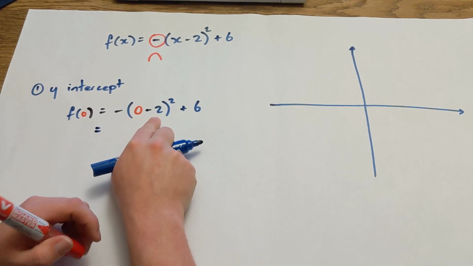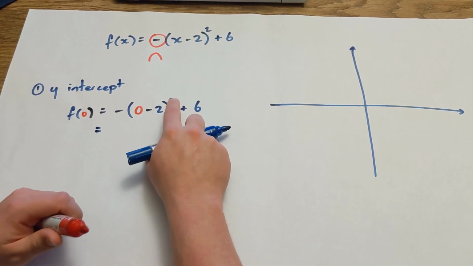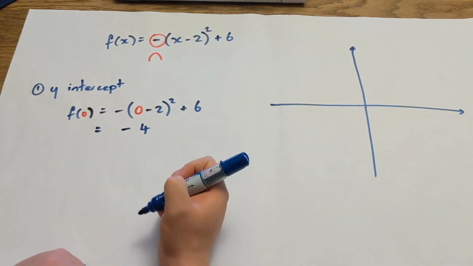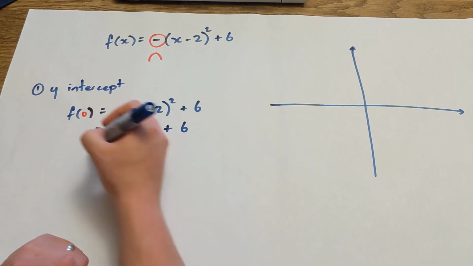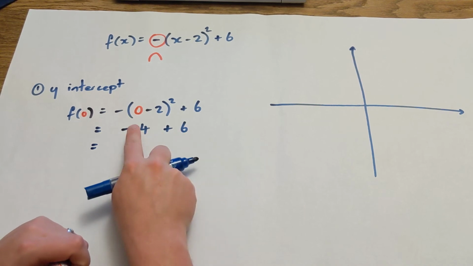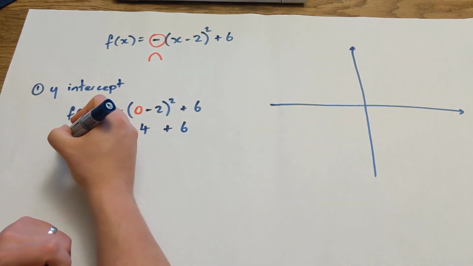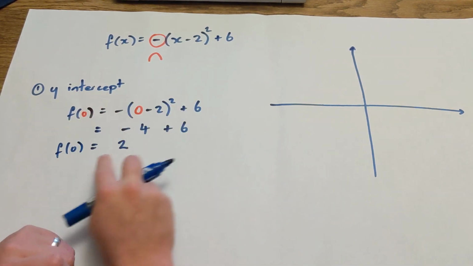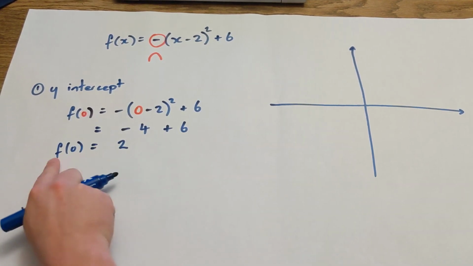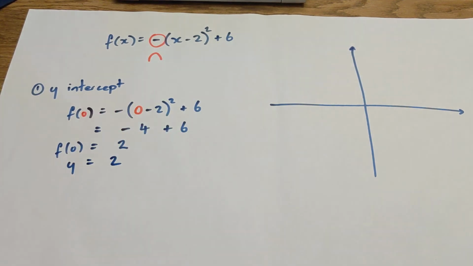0 minus 2, well that's negative 2. Negative 2 squared is positive 4, okay? But we still have this negative out the front. So now what we end up with is negative 4 plus 6, okay? So negative 4 plus 6 is equal to 2, okay? So f of 0 equals 2, okay? Looks a wee bit different from before, but this is exactly the same as saying y equals 2, okay?